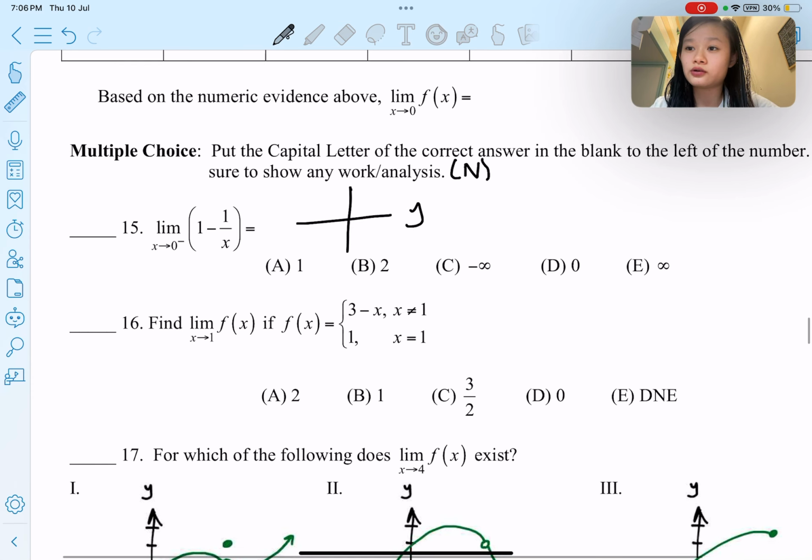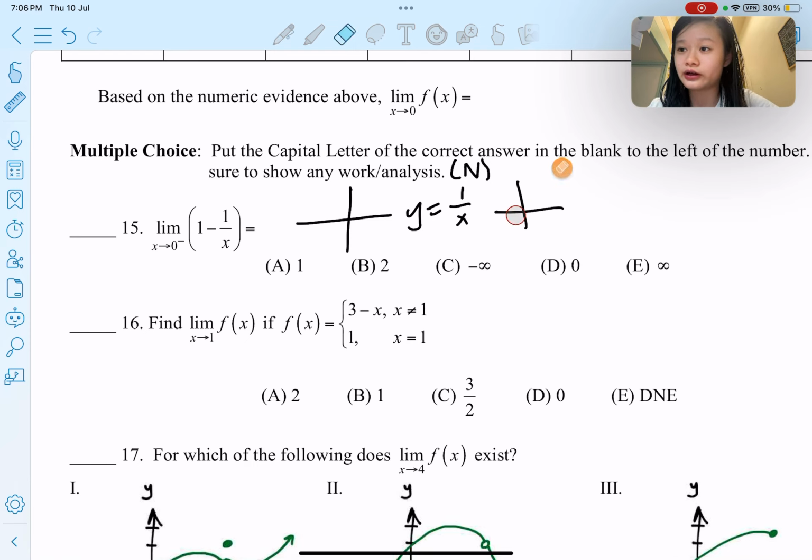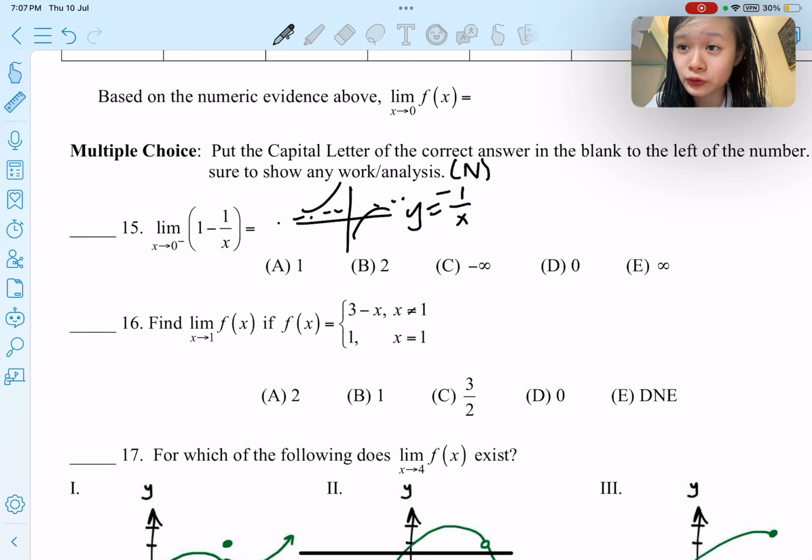So the normal y equals 1 over x graph, and feel free to skip if you already know the answer, is this. If it's negative, it'll be flipped, so negative would be this way, and then this is a 1 here, so we just move 1 up. Basically it's just that, and there's a horizontal asymptote there. That's your parent function, so you should know that. Then, as x approaches 0 from the negative side, you get to positive infinity, which is option E.